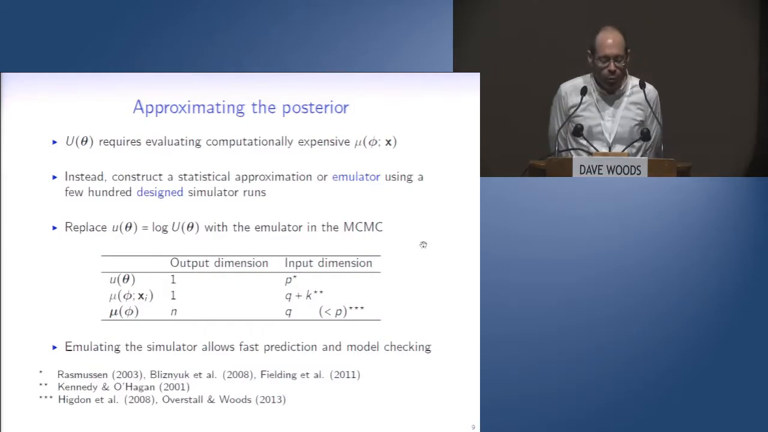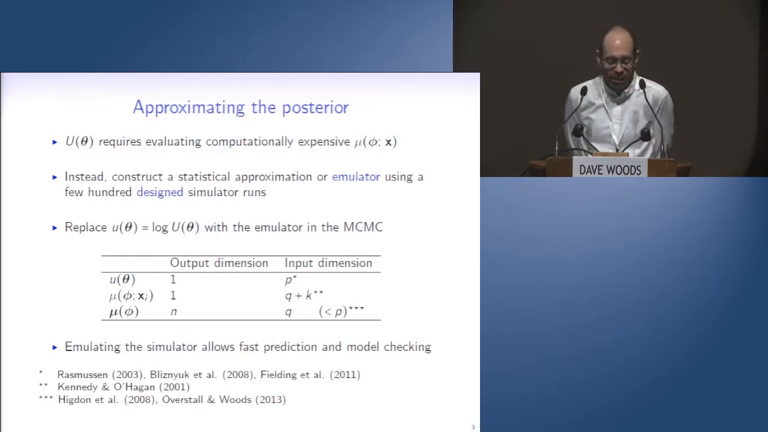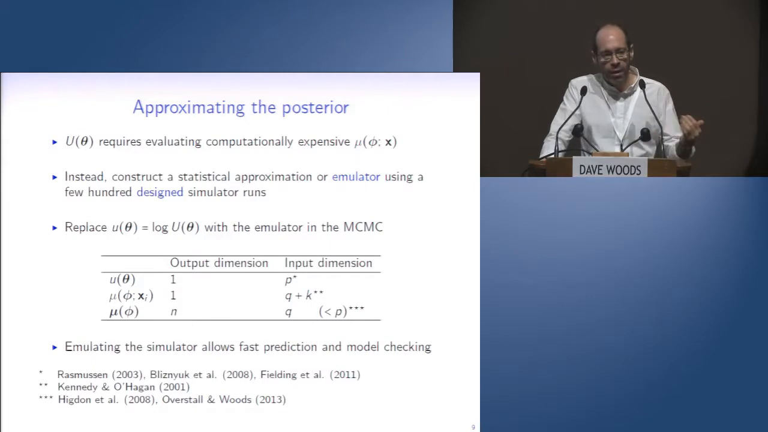So, as we've said, if we want to evaluate the posterior, we have to evaluate our computationally expensive simulator, and so to avoid this, we want to construct a statistical approximation or emulator just using a few hundred simulator runs which are carefully chosen rather than the many thousand simulator runs we'd need to do for Bayesian inference. And then once we've built our emulator, we can replace to some extent the evaluations of the log unnormalized posterior with our emulator. So now we have essentially a choice we have to make about what level we do our emulation, our approximation at.